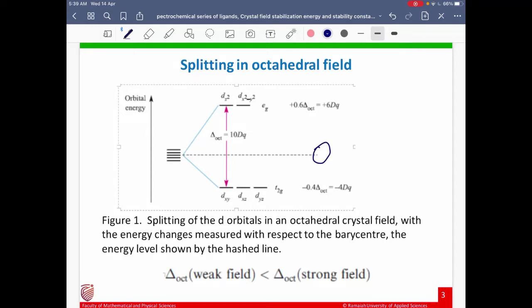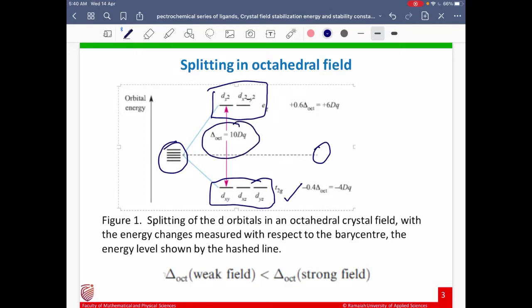We know that the degenerate d orbitals are split into two sets of orbitals which have different energy. One with lower energy, that is t2g, which consists of three d orbitals, dxy, dxz, and dyz, and eg orbitals, dz square and dx square minus y square. The energy difference between the t2g and eg in an octahedral field is represented as delta octahedral.